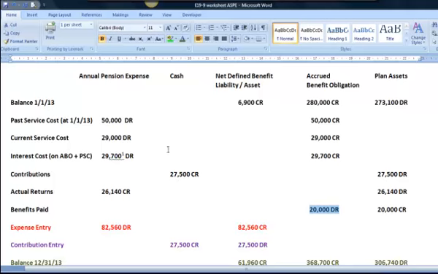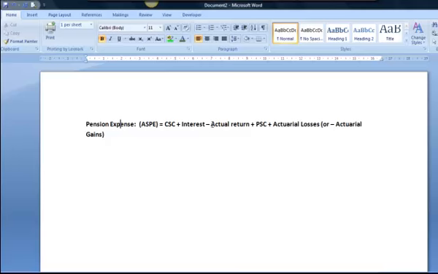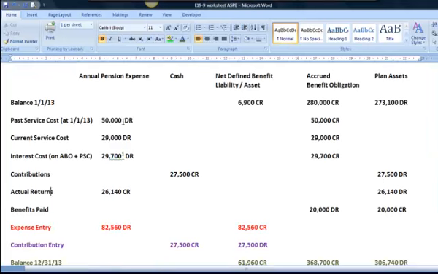So now with that in mind, let's add up all these debits here as well as the credit, right? Because the credit, the actual return, if you'll remember, you minus the actual returns to get the pension expense. So therefore, we can add up these four numbers here and get a net debit to our pension expense of $82,560.